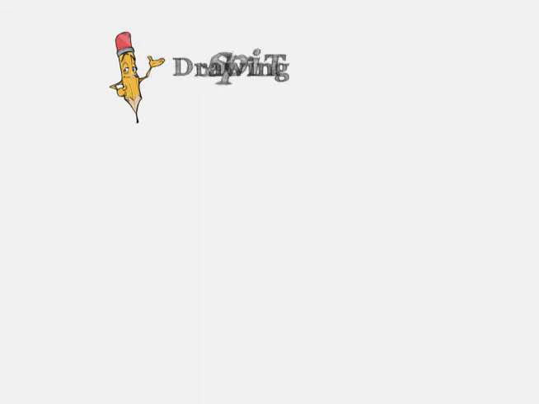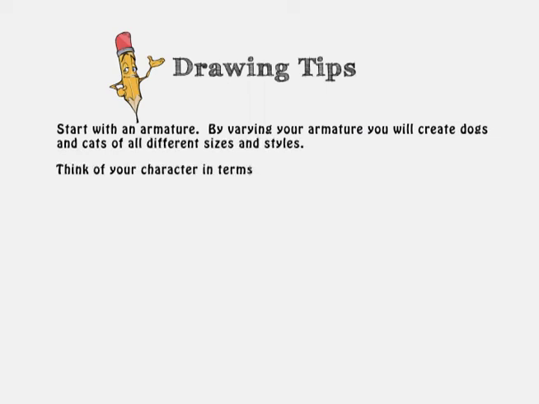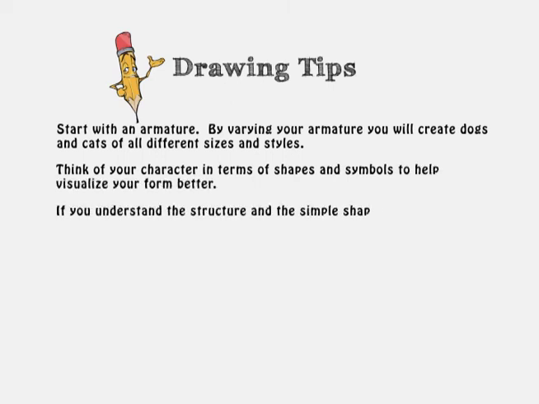Before we go, we'd like to reinforce a few of the most important drawing tips you should have taken from this program. Start with an armature. By varying your armature, you will create dogs and cats of all different sizes and styles. Think of your character in terms of shapes and symbols to help visualize your form better. If you understand the structure and the simple shapes, you can do anything with them.